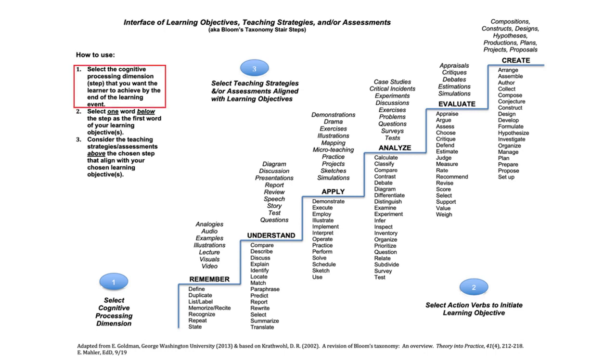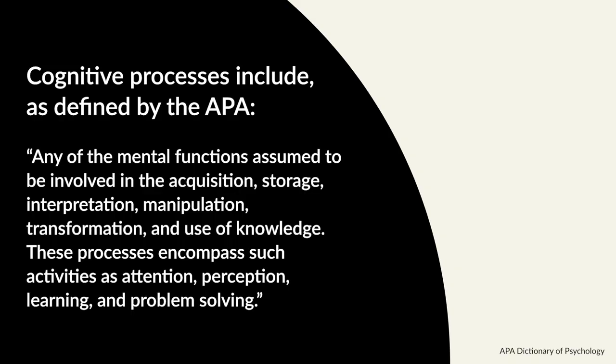The first step is to select the appropriate cognitive processing dimension based on what you want learners to achieve by the end of the learning experience. Cognitive processes include, as defined by the APA, any of the mental functions assumed to be involved in the acquisition, storage, interpretation, manipulation, transformation, and use of knowledge. These processes encompass such activities as attention, perception, learning, and problem solving.